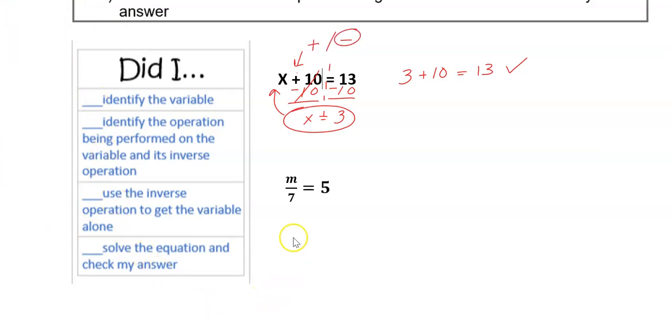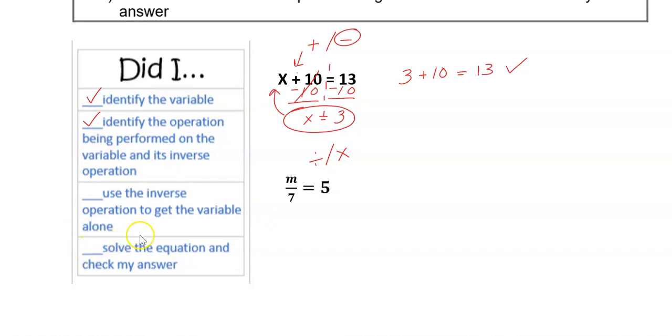The next equation reads m over 7, or m divided by 7, equals 5. So we've identified that the variable is m. We now need to identify the operation being performed and its inverse. So whenever we see a fraction, we know that the operation being performed is division. And the inverse operation of division, or what's going to undo it, is multiplication.